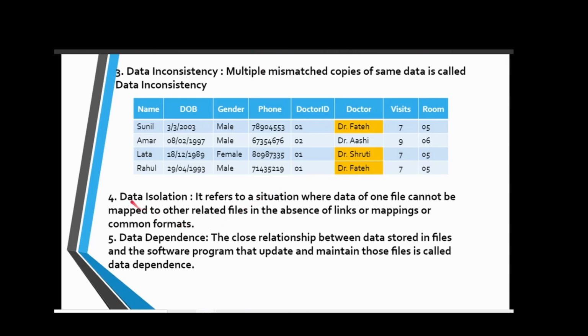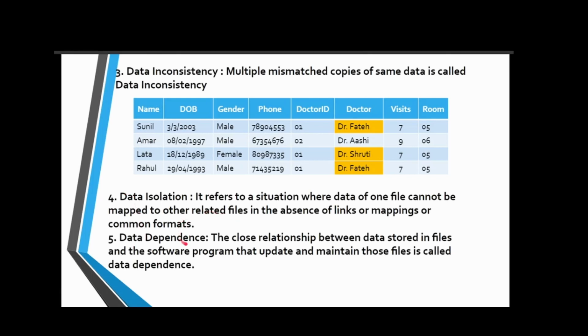Now come to data isolation. So what is data isolation? For example, to prepare a consolidated report about a bank's performance, data from all department files would be needed. But in the file based system, there is no way to link or map data in different files. No data mapping feature is available. So that is data isolation.